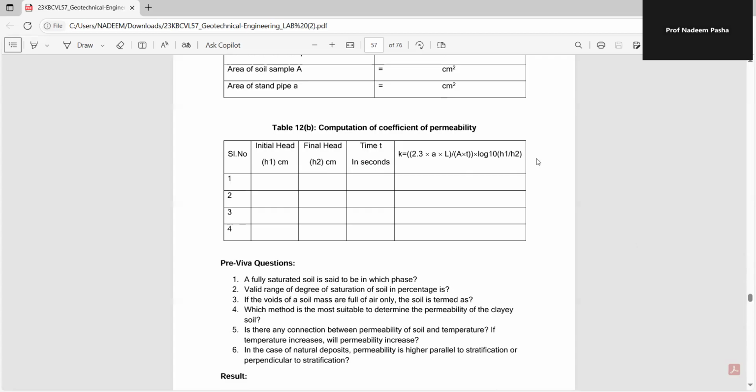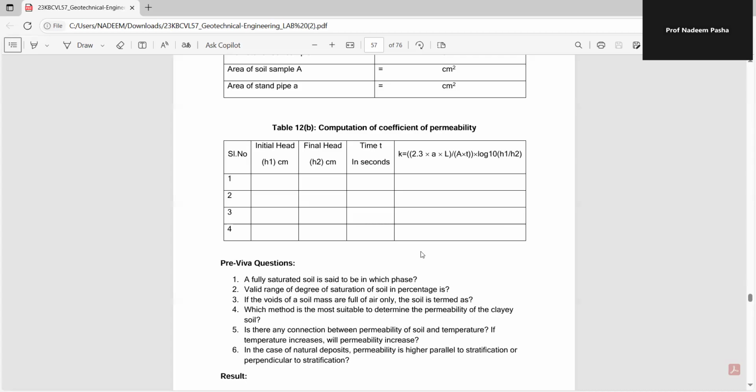Computation of coefficient of permeability. Serial number, initial head H1 in centimeter, final head H2 in centimeter, time T in seconds. So your K comes out to be 2.3 a L divided by A T into log to the base 10 H1 by H2.